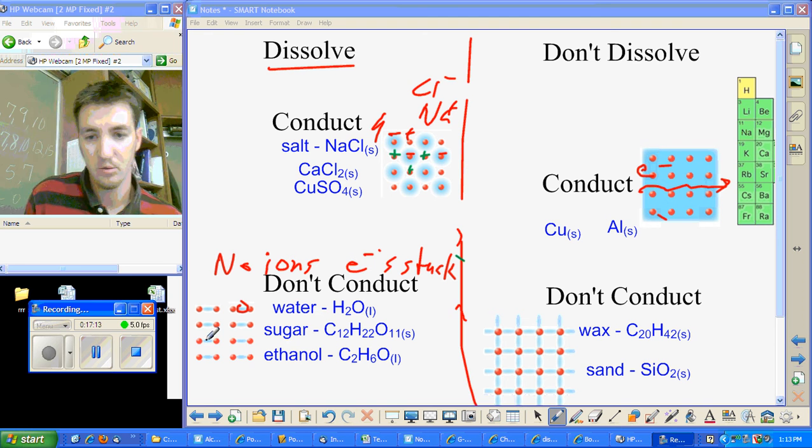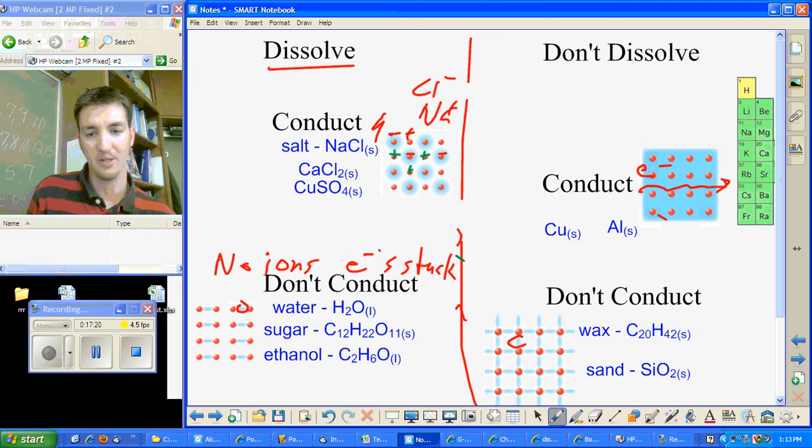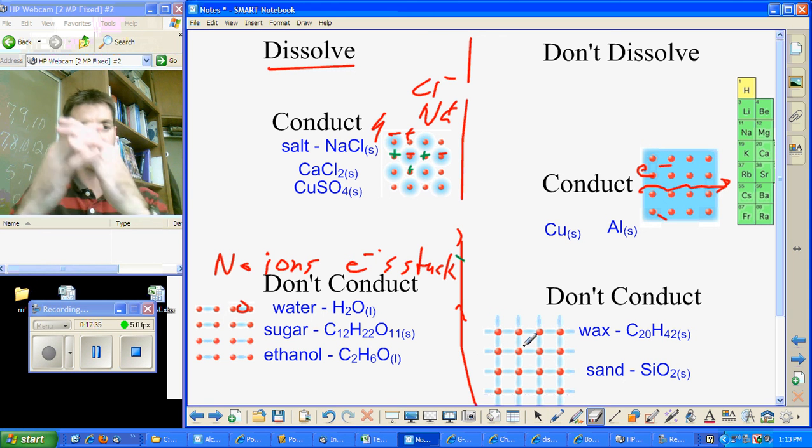Alright, so the last one isn't going to conduct either because it has these electrons, but they're stuck in place. So just like the other one, electrons are stuck, no ions. So if I put some electricity in here, this guy tries to get away, but he can't go anywhere because those are holding on to it too much. There's all this linkage together of the electrons, so they're all stuck in place, can't get anywhere.